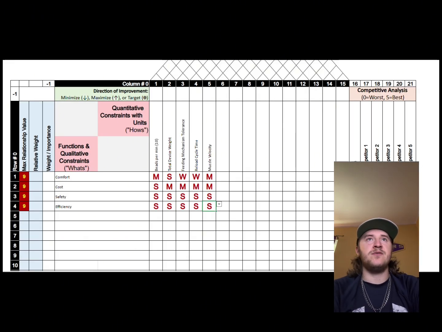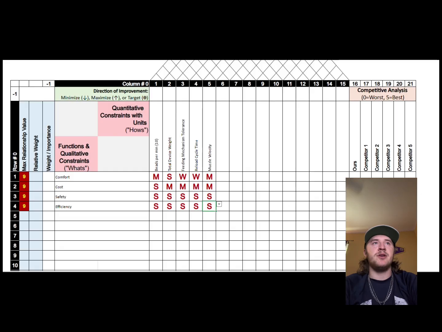Safety and beads per minute fell under the strong side. Safety and total device weight fell under strong. Safety and feeding mechanism fell under strong. Reload time and safety fell under strong. And safety and muzzle velocity fell under strong.